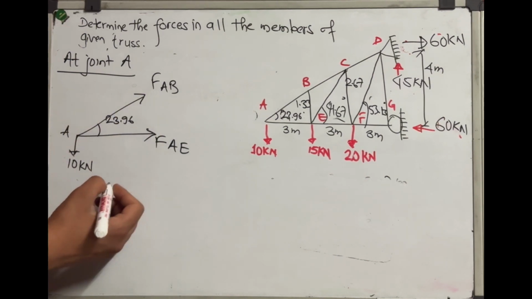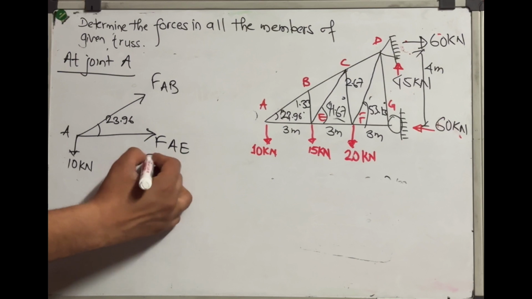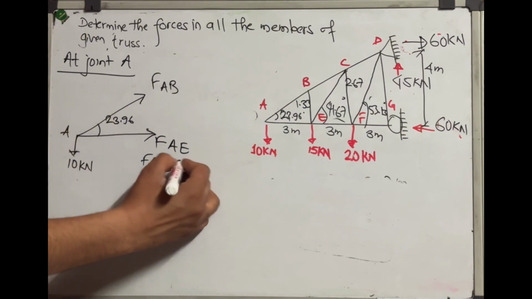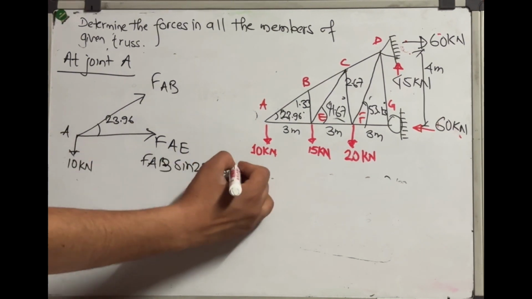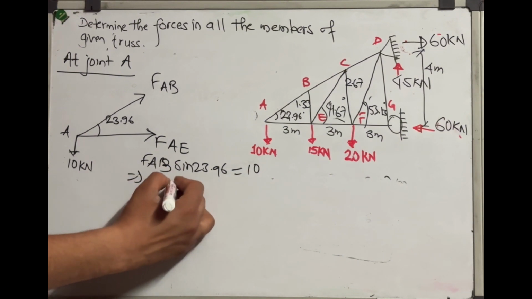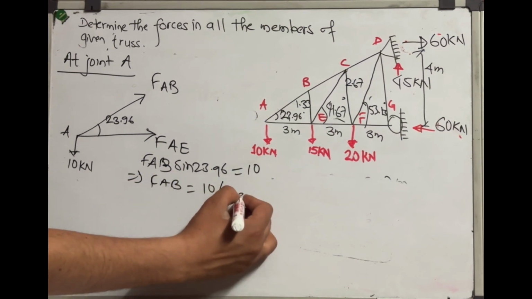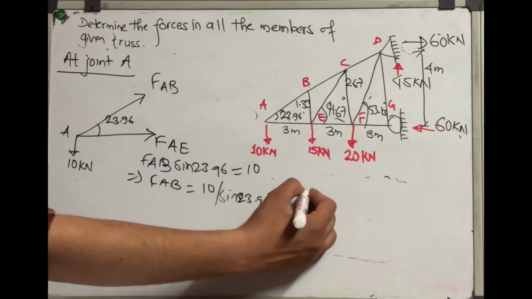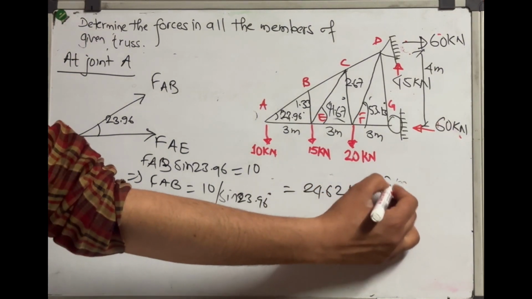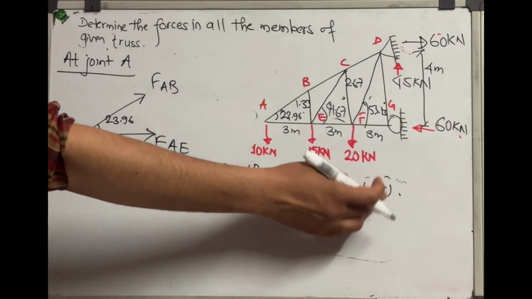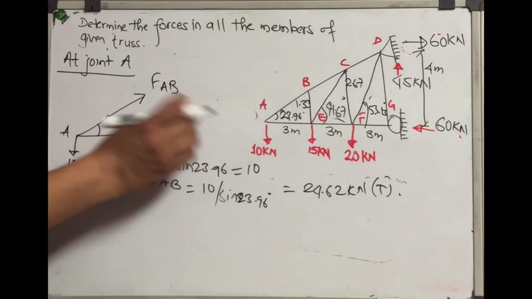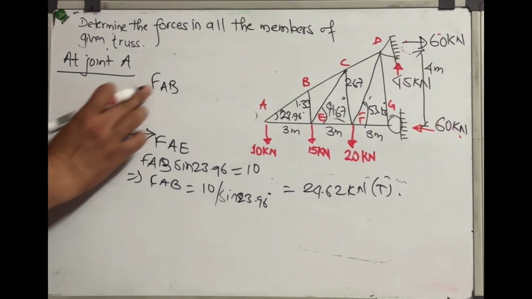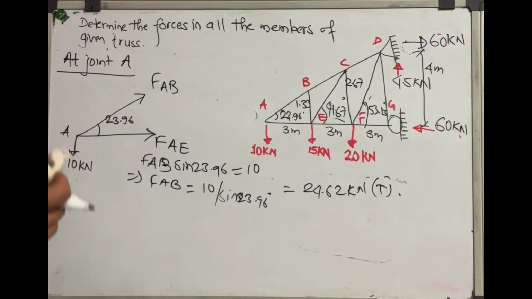If you use the equilibrium equations, I'll be using summation of force in y direction is equal to 0. Then FAB sine 23.96 is equal to 10 kilonewton, right? So FAB will be 10 by sine 23.96 degree. That will be nothing but 24.62 kilonewton. This is tensile, right? This is a tensile force. This is positive. Since it is positive, the assumed direction of axial force along AB member is on the tensile side, right? In the tension zone. Okay. So at joint A.